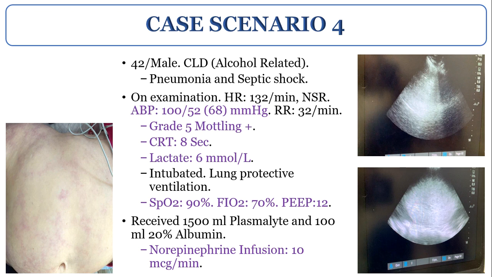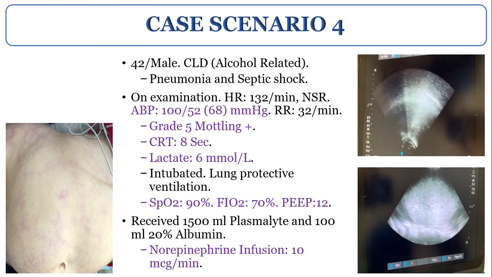So here you see grade 5 mottling. See, even beyond the inguinal ligament, there is a mottling. Grade 5 mottling, very bad prognosis. CRT is 8 seconds, lactate is 6, intubated, lung protective ventilation. SpO2 90% with a FiO2 of 70%, PEEP of 12, and he has already, ये उल्टा कैसे हो गया पता नहीं चला.